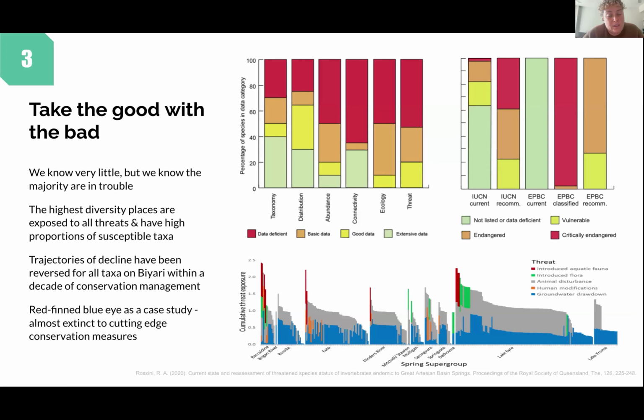And if you look at where the threats that we know cause declines in these taxa are occurring, some of the most diverse places are being exposed to all of the threats, and nearly all of the taxa there are highly susceptible.